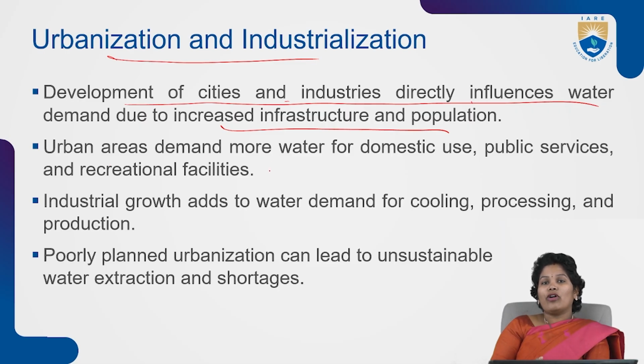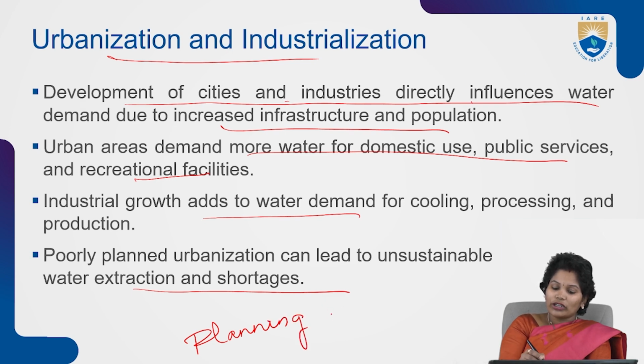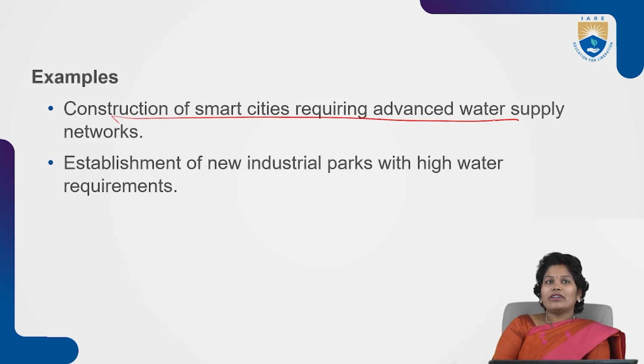Urban areas demand more water for domestic purposes, public services, and recreational facilities. Industrial growth adds to the water demand for cooling, processing, and production. Poorly planned urbanization can lead to unsustainable water extraction and shortage. If planning is not done well, then we see a shortage of water. The construction of smart cities requires advanced water supply networks and the establishment of new parks and industrial parks with high water requirements.